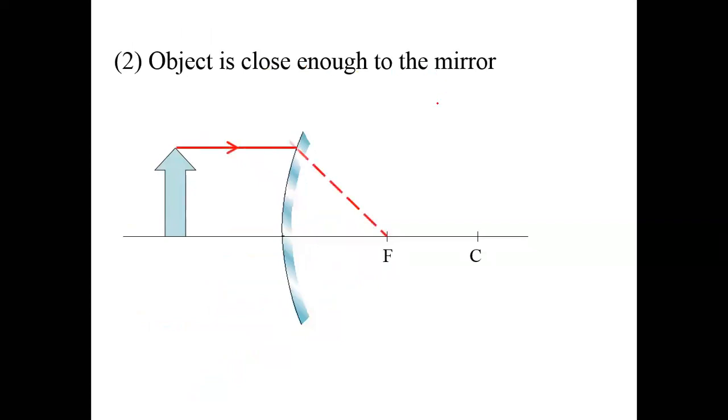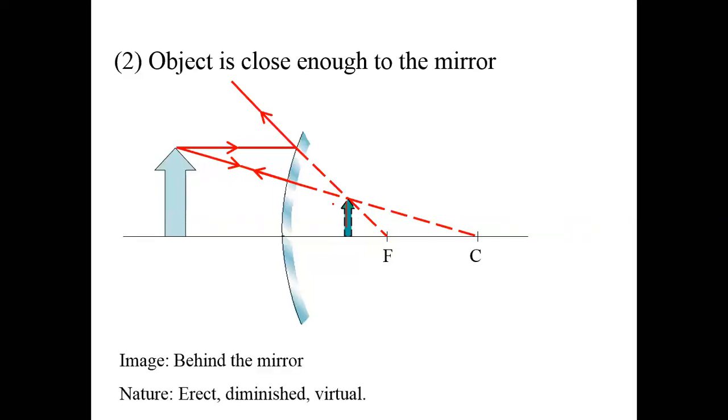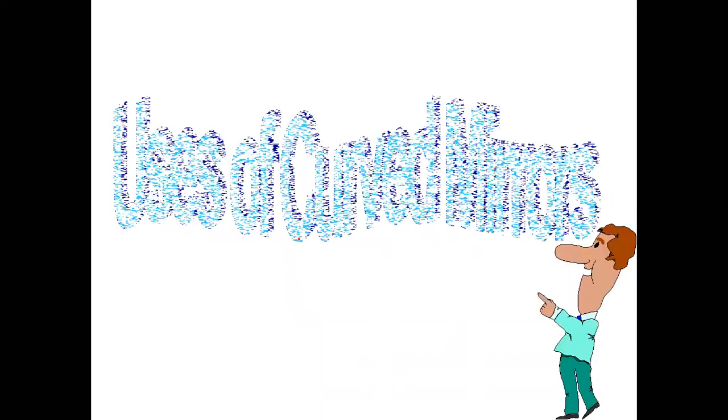What about when you put the object close enough to the mirror? Again, you send the parallel ray to the center, and it is going to be reflected over itself. Here we get our image, the place where the light rays merge. Again, you see it's erect, means straight up. It is diminished, smaller than the object, and it's virtual, behind the mirror.